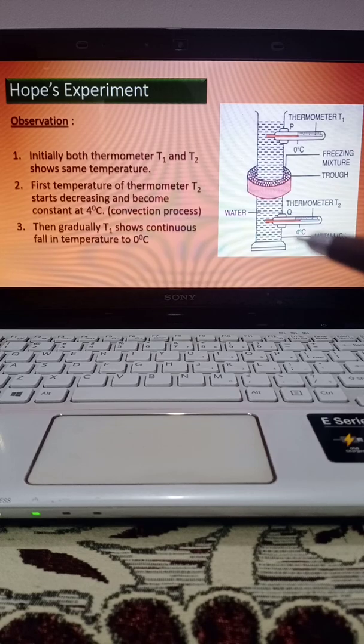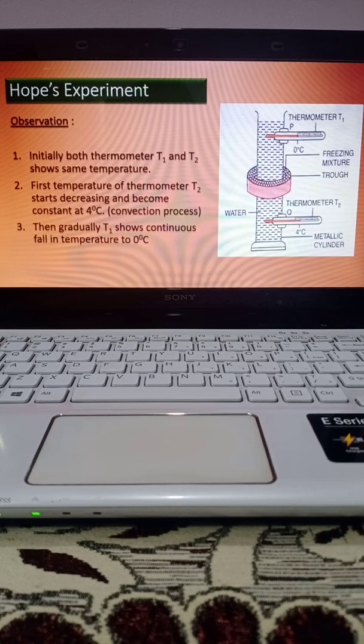So why does it decrease first? Because of this ice, when the water becomes cold from its normal temperature, the cold water comes down and hot water goes up. This means that the convection process starts till the water attains 4 degrees Celsius. Therefore the temperature of thermometer T2 decreases first. So up to 4 degrees Celsius, this process occurs for thermometer T2.